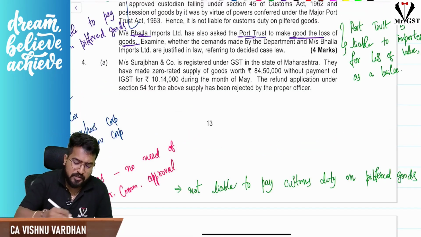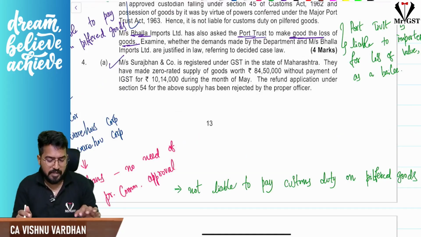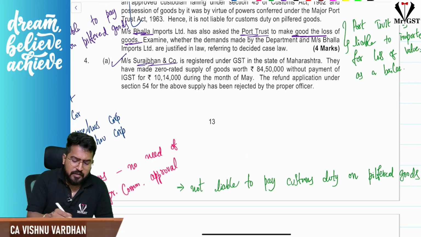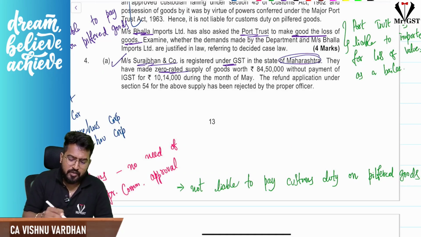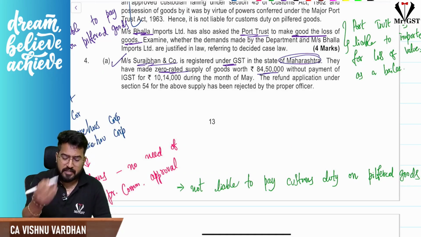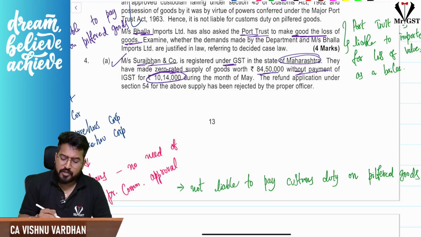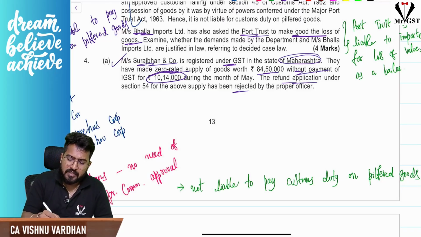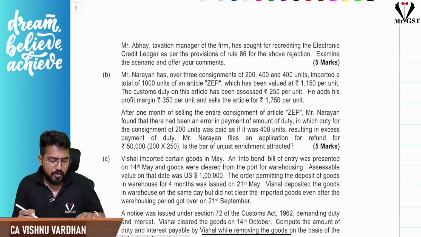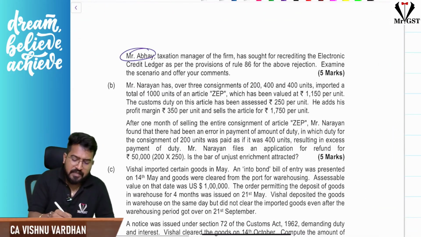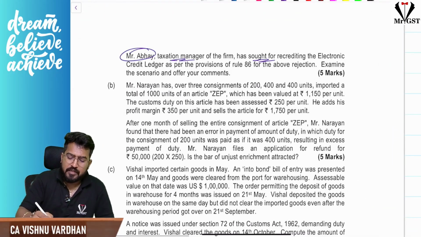The next one, the fourth question, first subpart A. There is Surajban and Co. registered under GST in Maharashtra. He is making a zero rated supply of goods worth 84 lakh 50,000 without paying tax, 10 lakh 14,000, and they made a refund application, but that got rejected by the proper officer. Now, the taxation manager, Mr. Rabai, has sought recrediting the electronic credit ledger as per the provisions of Rule 86 for the above rejection. Examine the scenario and offer your comments.